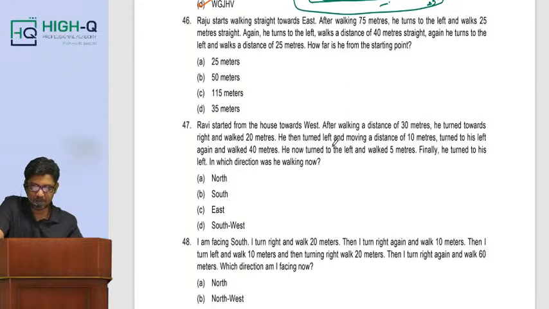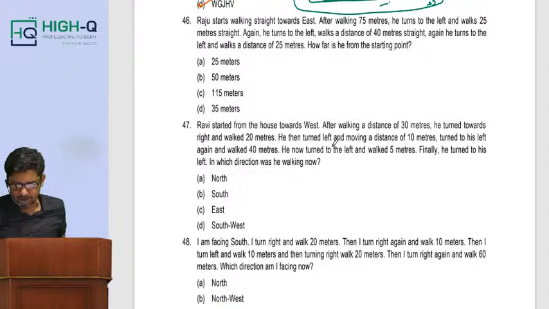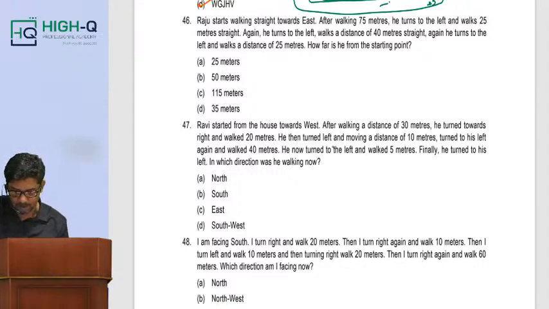It's a little time consuming. Logical reasoning is always time consuming. Now look at this. Direction sum, I'm going to start. Immediately what I do? Yes, I'll start this.